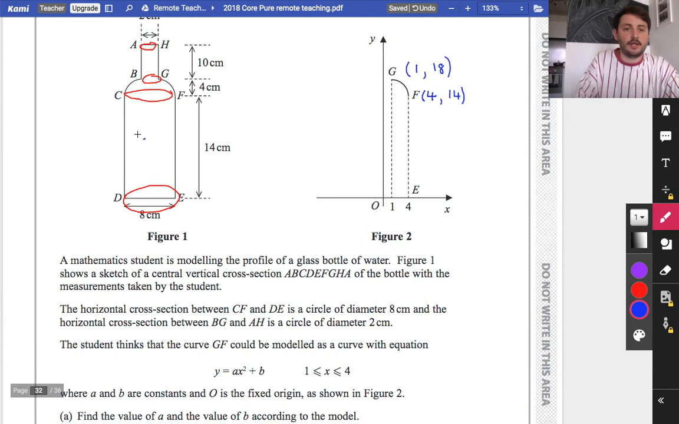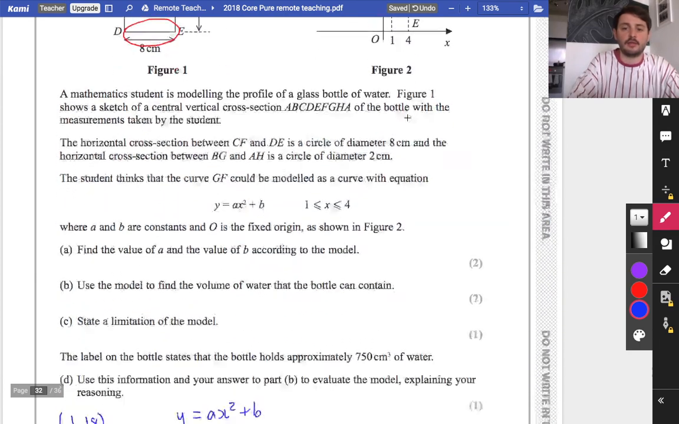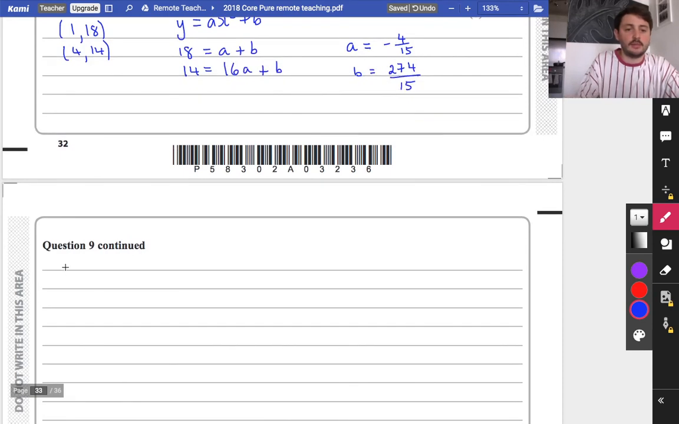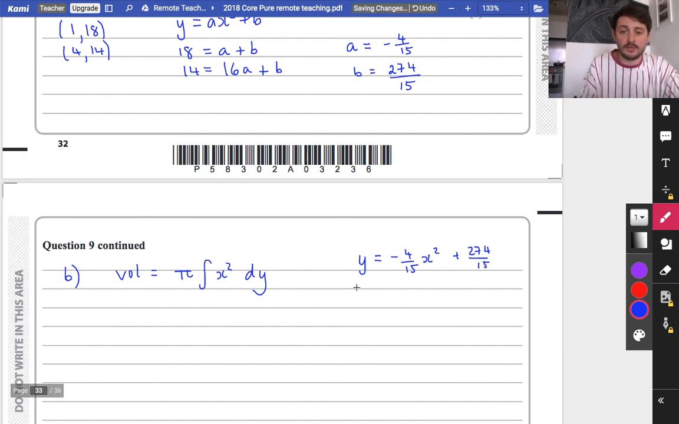Use the model to find the volume of water that the bottle can contain. Okay, so we have got this shape to begin with, number 1. We've then got a small cylinder and we've got a big cylinder. And it looks like the whole thing is going to be rotated about the y-axis. If something is going to be rotated about the y-axis, we know that the volume is going to be equal to pi, the integral of x squared dy. Well, good job we've worked out that y equals minus 4 over 15 x squared plus 274 over 15. So I'm going to need to make x squared the subject. So I'm going to multiply everything by 15 and then divide by 4.